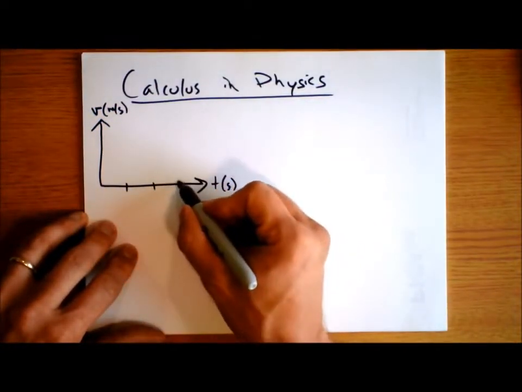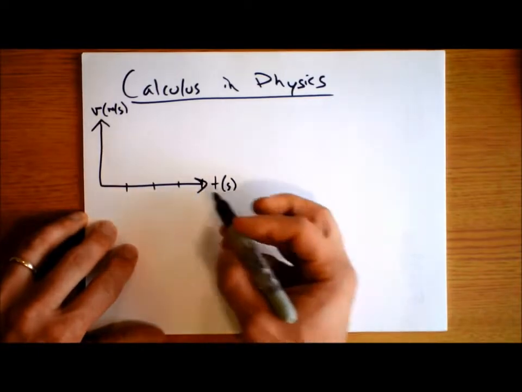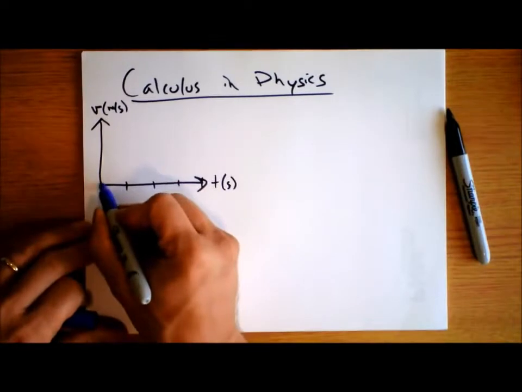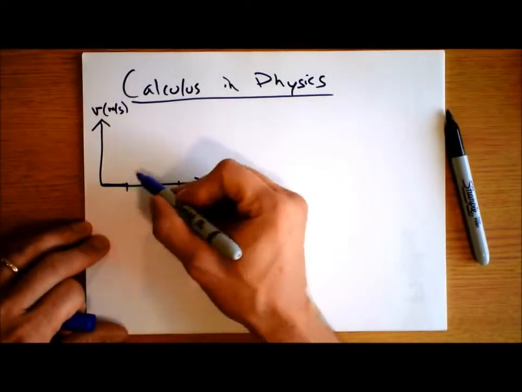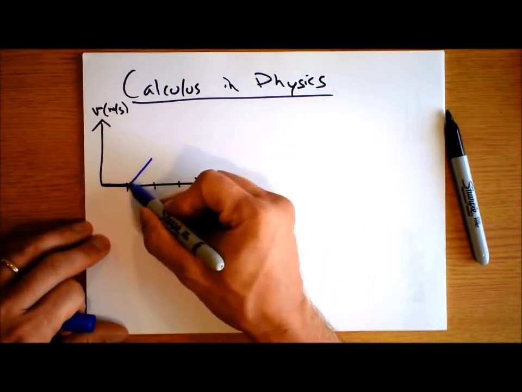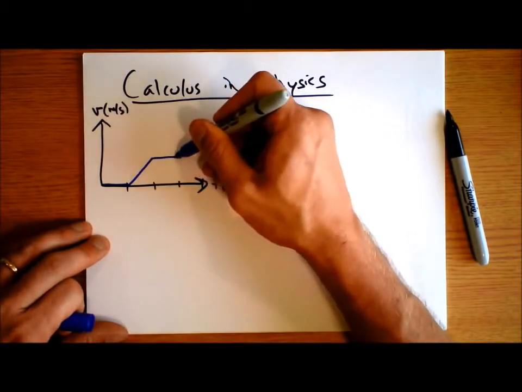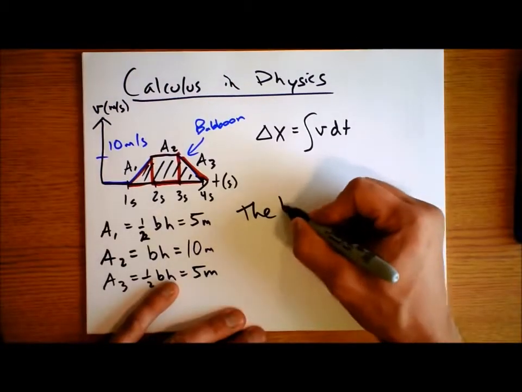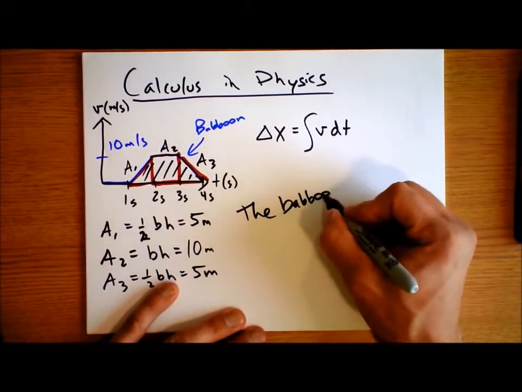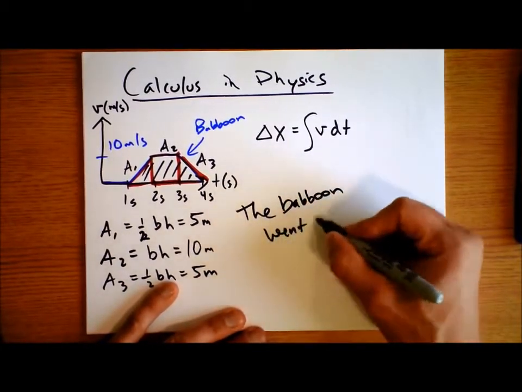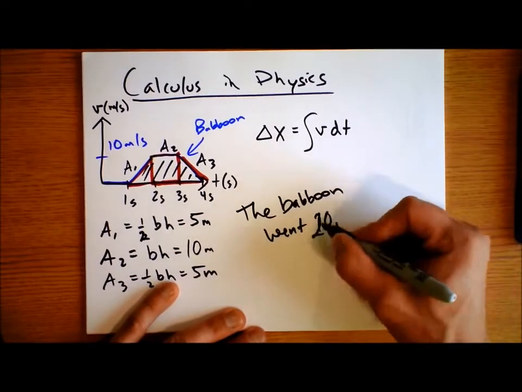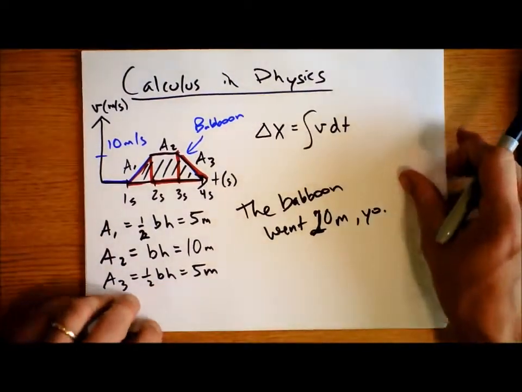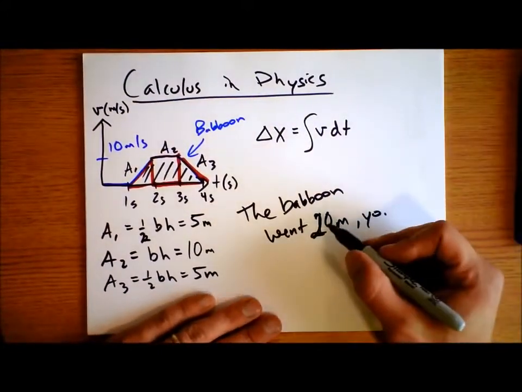and over the period of 4 seconds, that baboon starts with a velocity, I'll put it in blue for you, the velocity is 0, and then it goes up to some value, stays there for a little bit, and so we say the baboon went 20 meters. Yo, that's an easy problem, but we don't know where the baboon is.